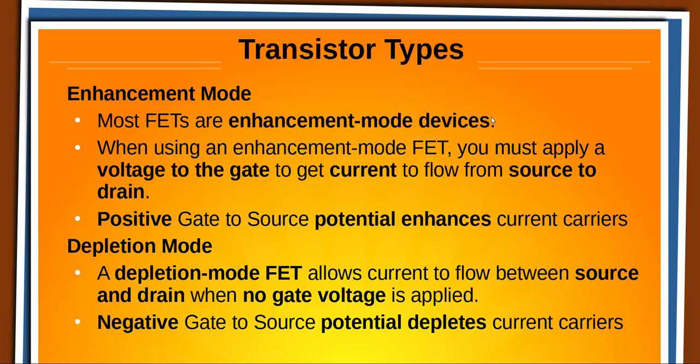Okay, so I talked about enhancement and depletion mode versions. Most of them are enhancement mode, so you have to apply a voltage to get current to flow. They normally are off, and you have to bias it to generate current. The depletion mode is on, and you have to turn it off, where it's more like a vacuum tube, because the vacuum tube without a gate control voltage is going to conduct.